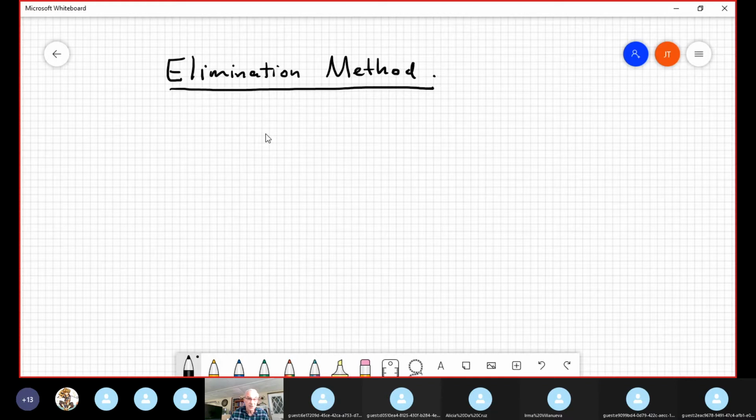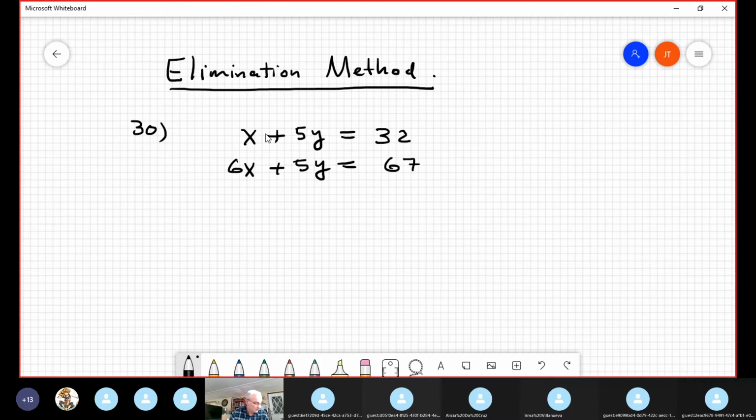Let me see example 30. Example 30 is x plus 5y equals 32, and 6x plus 5y equals 67. Let me check. Yeah. Equation 1, equation 2. This is my system. And they want us to solve the system of equations using the elimination method.